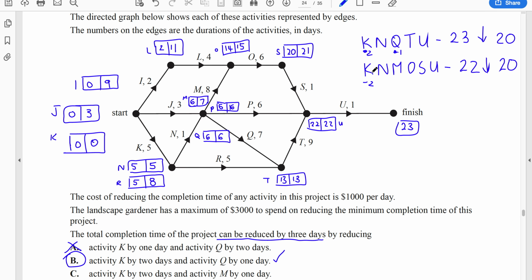Again, I would not recommend writing out every single possible path because you've got 1, 2, 3, 4, and then 5, 6, 7, 8 paths, maybe more there, and that would just take far too long. So use your forward backward scan, which won't take you too long, and then use the float times to help you look at which paths are going to be important.